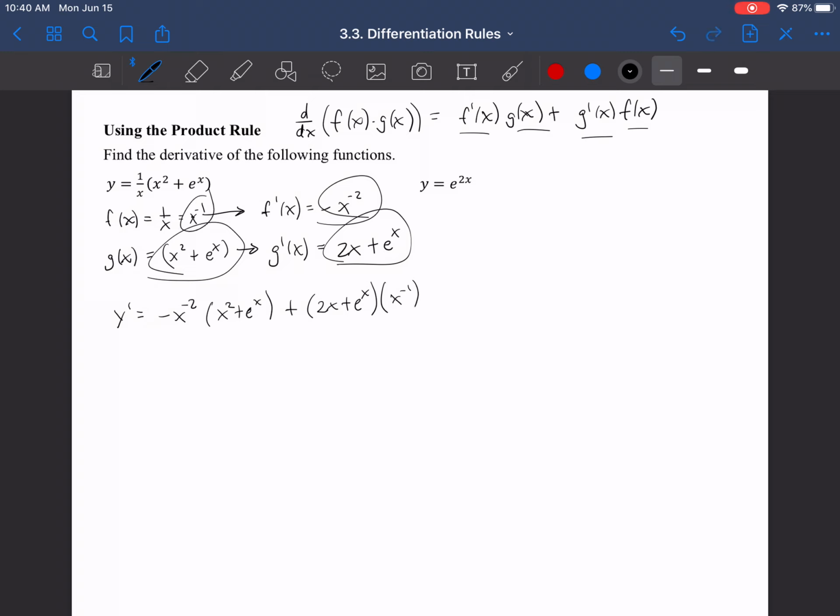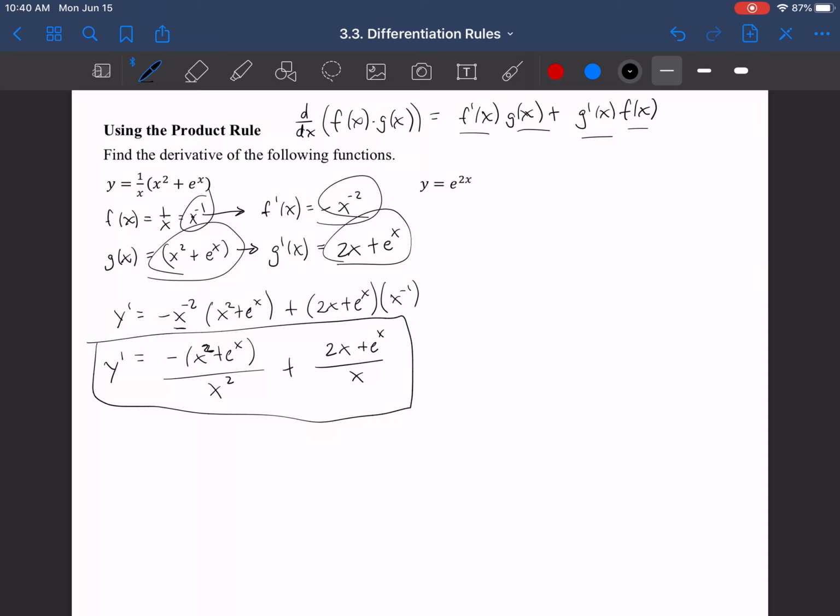Now remember, we can take the negative sign with the x squared plus e to the x on the first term here, and then divide it by x squared, since x to the negative 2 is 1 over x squared. And similarly over here, this is 2x plus e to the x, over x. So be sure you can recognize that negative exponents become divide-bys like that.